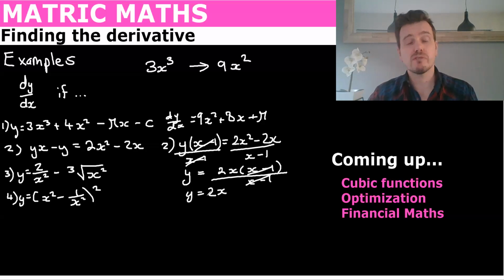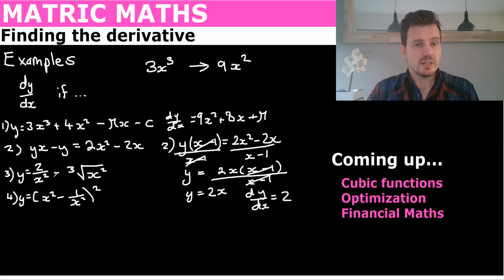So I haven't even differentiated yet. I'm just making it in the form of y equals. Now the derivative's easy because x doesn't have an exponent of more than 1 or less than 1, so I can simply just say that dy over dx is equal to 2.